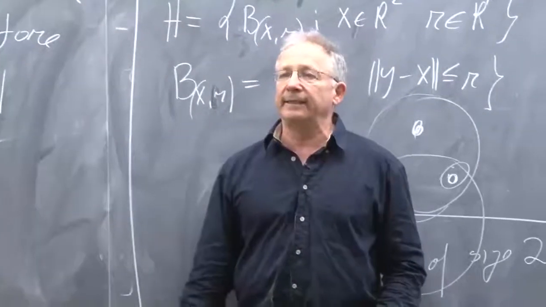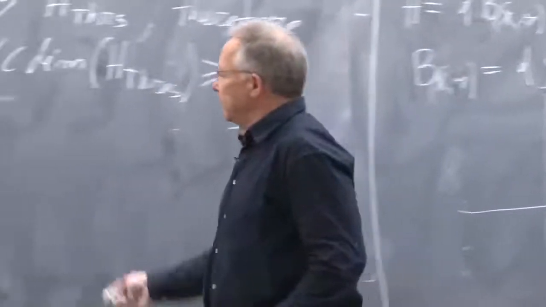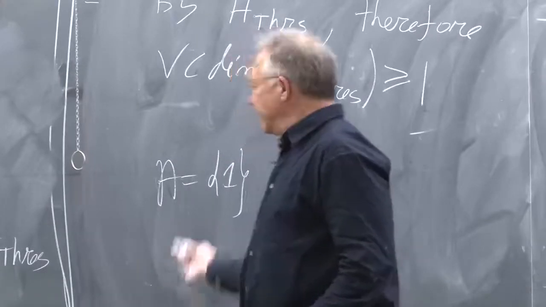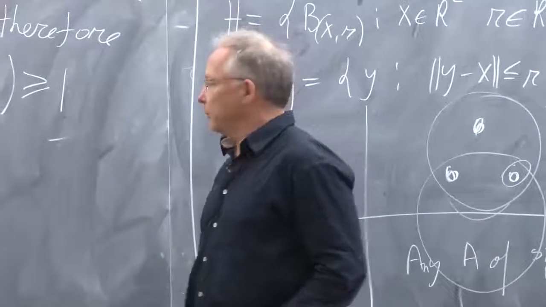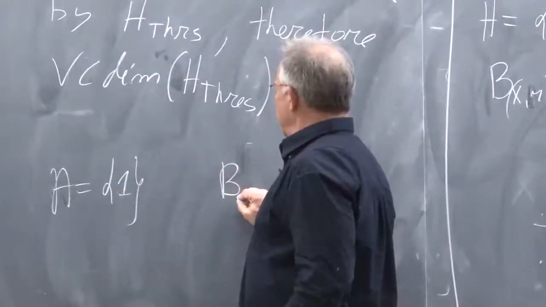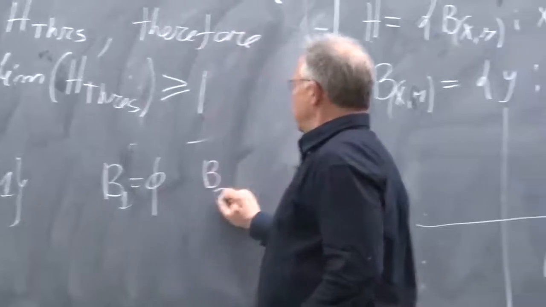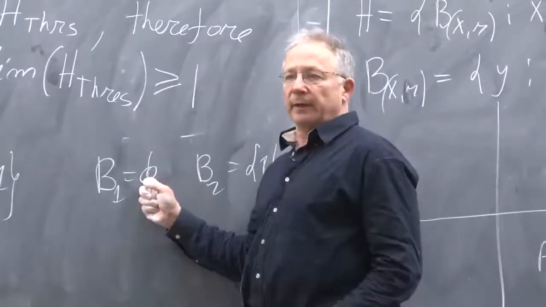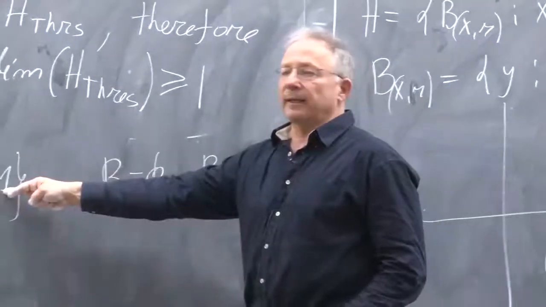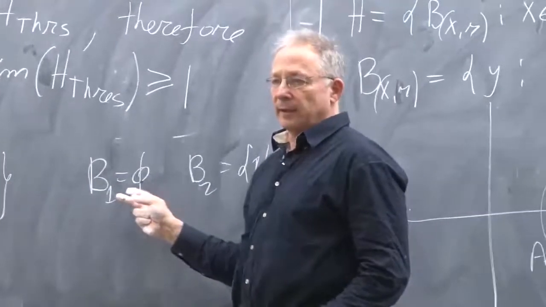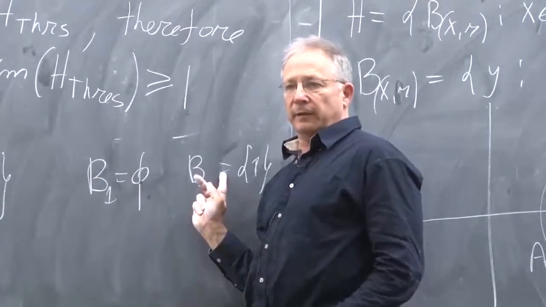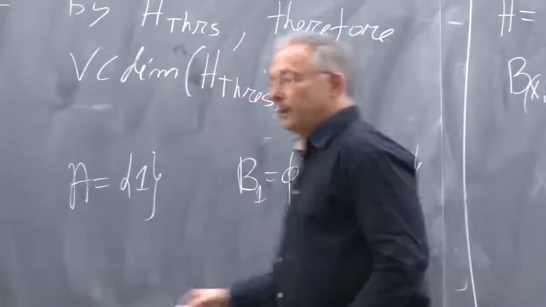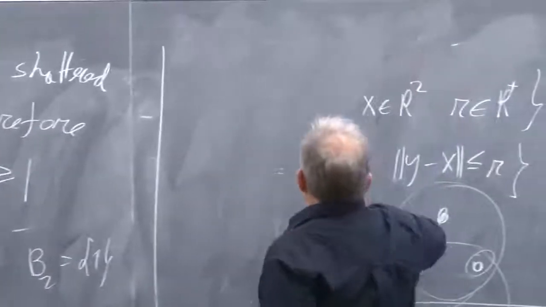How do I know that any set of a singleton point is shattered? Because if A consists of just 1 point, how many subsets do I have of A? 2. The 2 subsets are B1, which could be the empty set, and B2, which could be the full set A. And I can have a threshold function that doesn't take this point, so it cuts the empty set. And I have a threshold function that takes this point, so it takes this set. So the VC dimension of thresholds is 1. Now let us move forward with our examples.